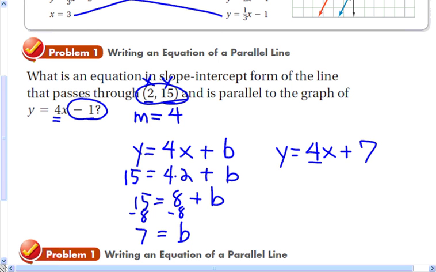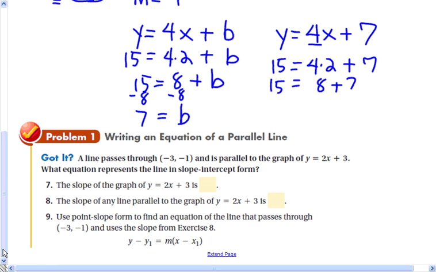And just to prove that again, I know that 4 times 2 plus 7 has to equal 15. And 4 times 2 is 8, and 8 plus 7 equals 15. So it checks. All right, go ahead and try it. You can pause and then check back for your answer.